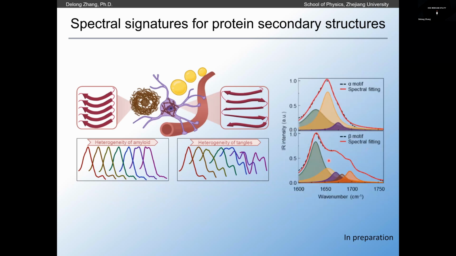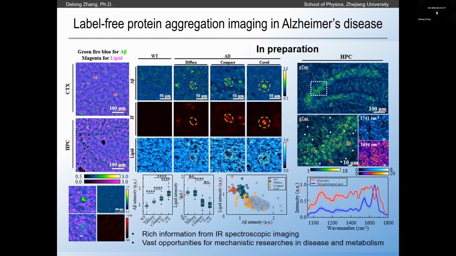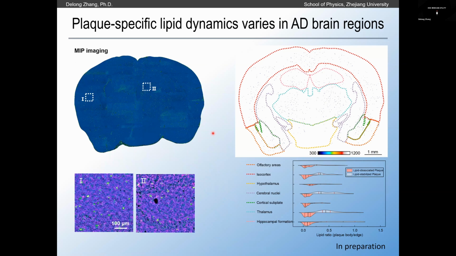where we can observe the beta motif peak difference. By applying this to brain slices, we can visualize different stages of plaques and the surrounding lipids. We see plaque-specific lipids throughout the whole brain slice. We can see that these lipid dynamics are really not the same; they vary in different AD brain regions.